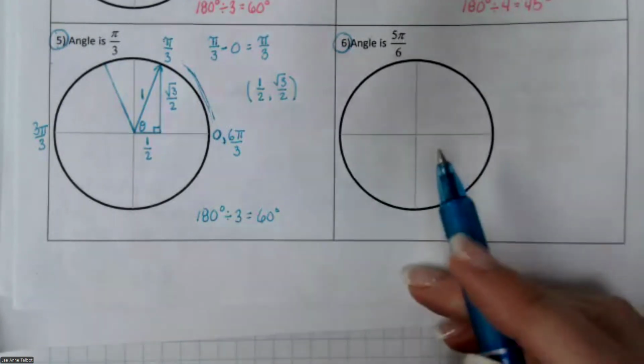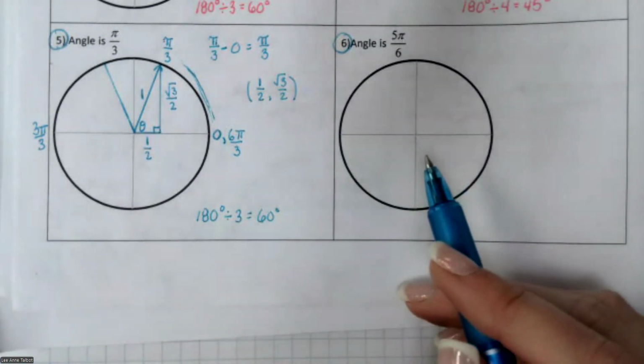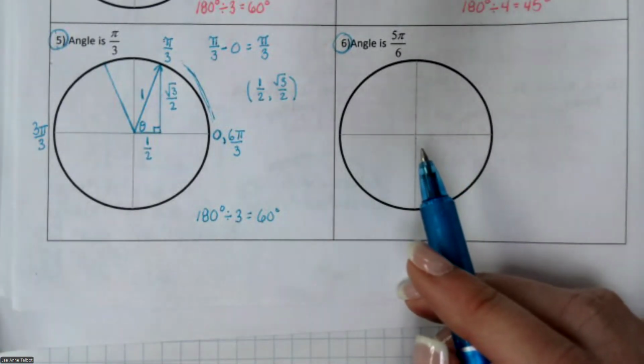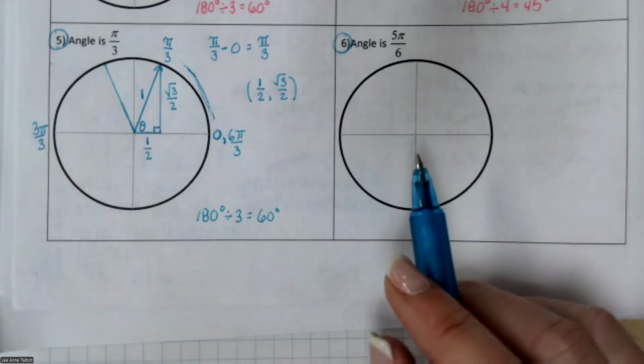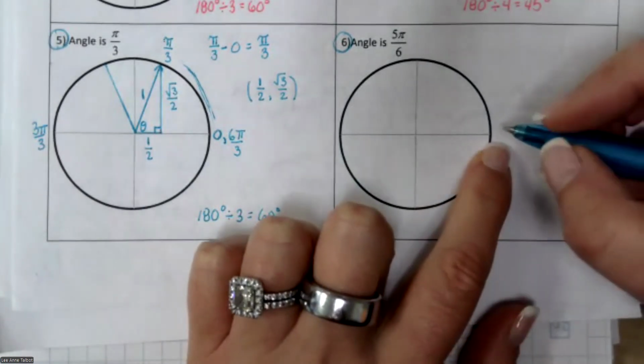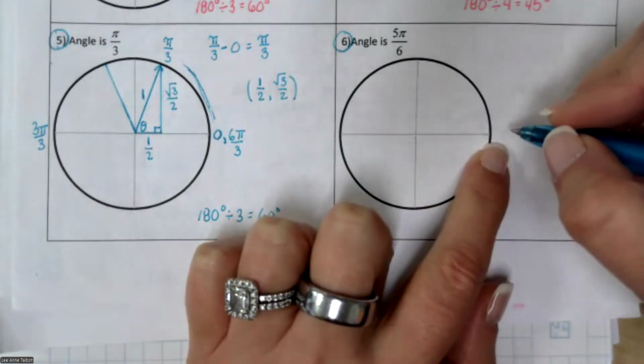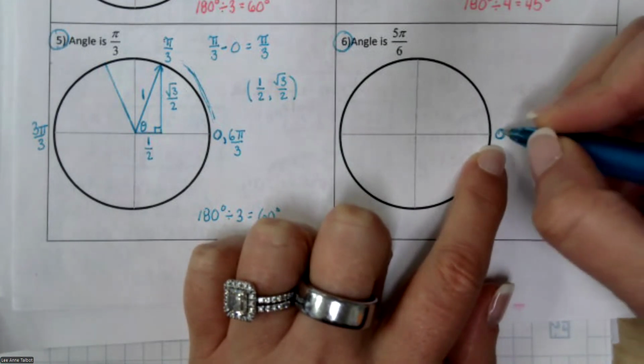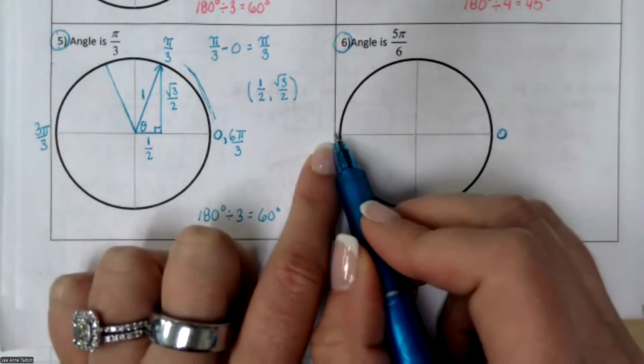Okay, on number 6, we are going to start it together. I'm going to have you finish it in your groups, and I'm going to put the answer up. Okay, so back to Theo. Hi, my friend. Okay, this is 0, correct? What would this be?